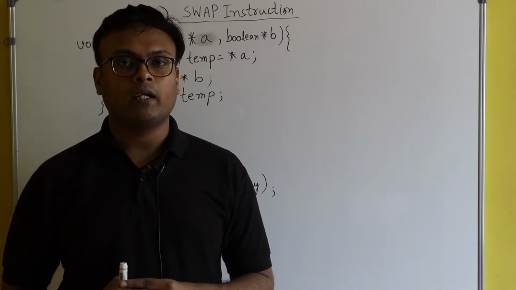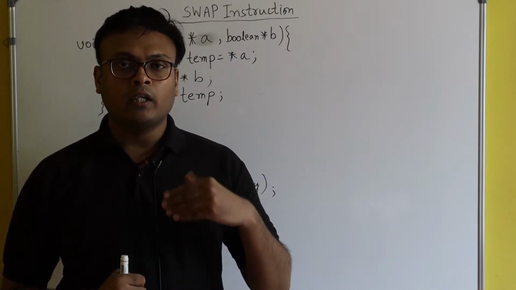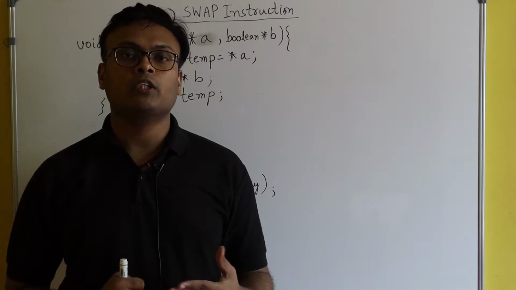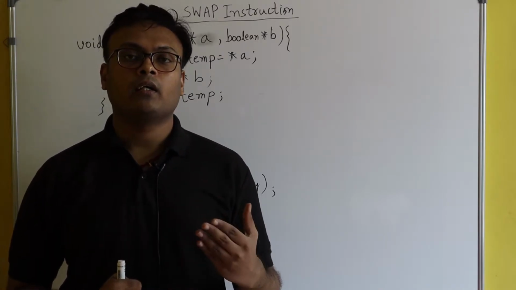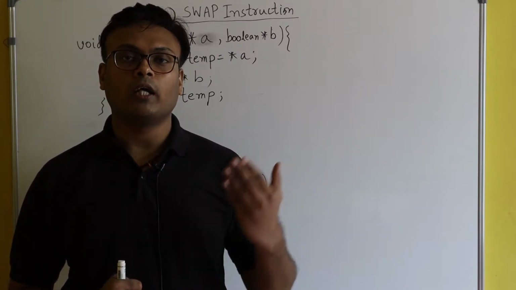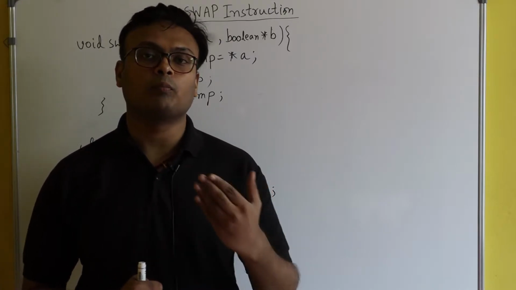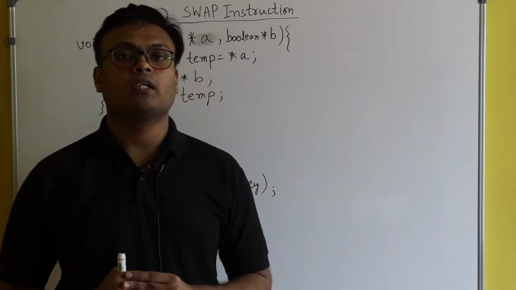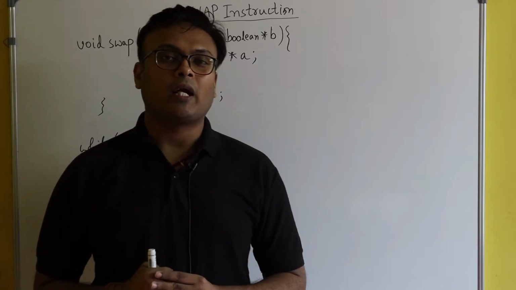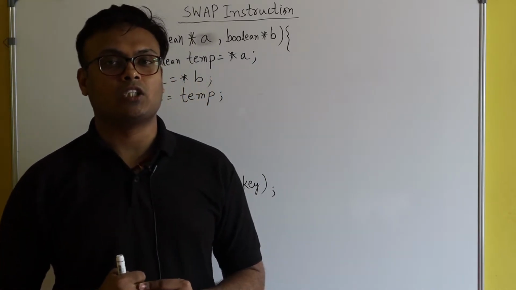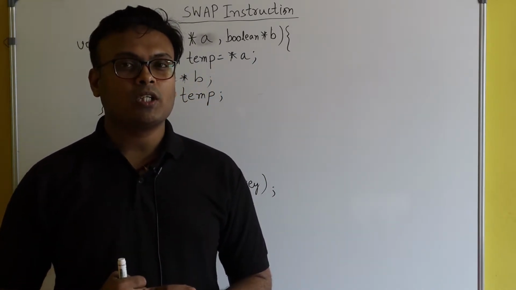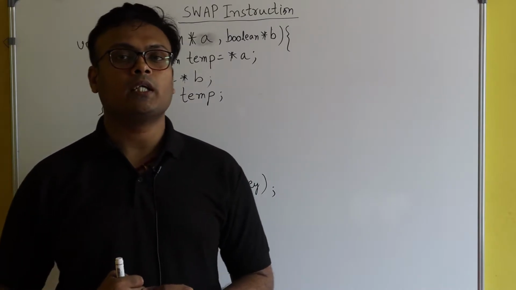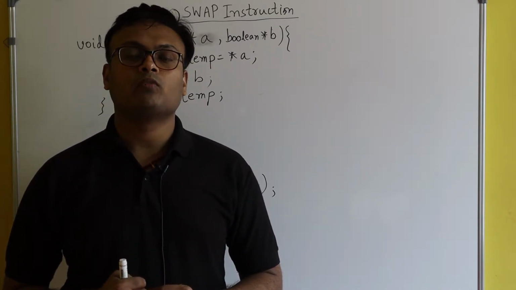And after that, a new value of lock, that is true, is set, so that the other process will not enter the critical section if one process is already inside the critical section. So that was about the test and set instruction. The swap instruction is similar to test and set, except there is one thing.